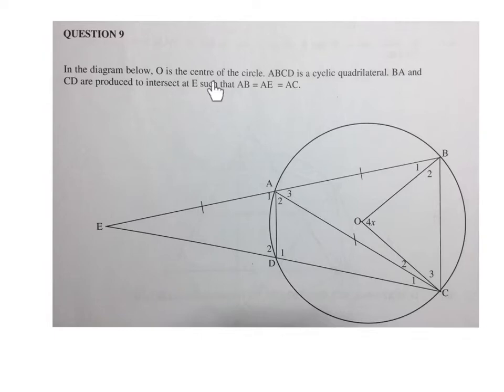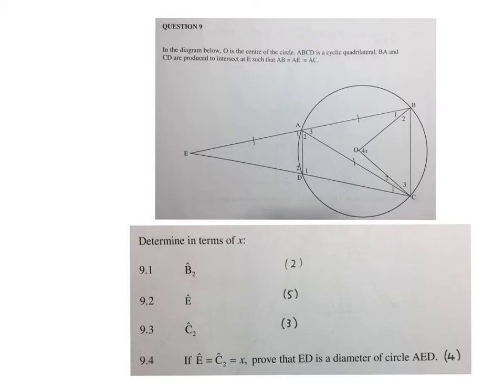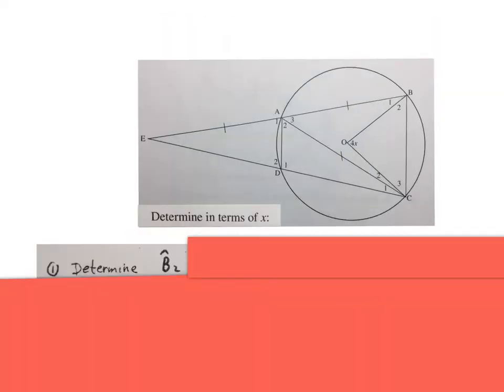They said such that AB is equal to AE is equal to AC. And they indicated it for us on the sketch. They indicated with a line there, that red line, that blue line, and that green line is equal in length. Then they asked questions about this sketch. They said determine in terms of x the size of angle B2, angle E, angle C2, and then something else. We will get back to what they asked as we go. Remember they said determine in terms of x. The first one, determine angle B2 in terms of x.